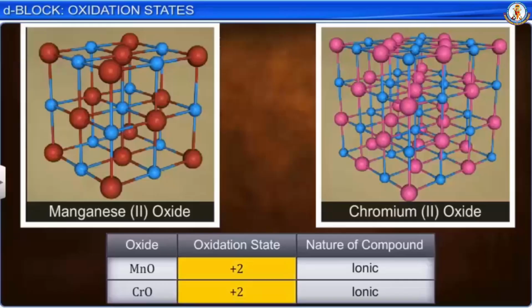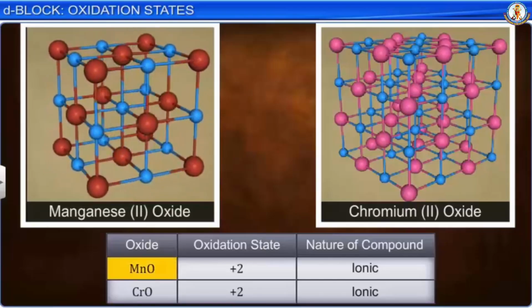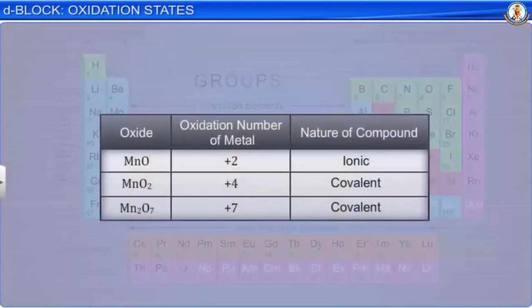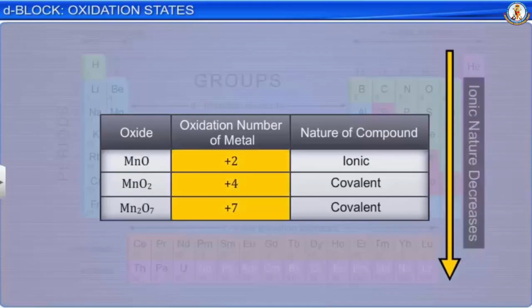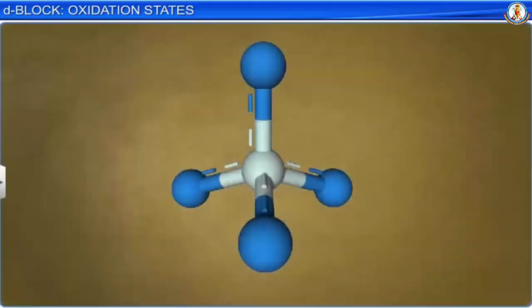In their lower oxidation states, these elements form ionic compounds. For example, manganese(II) oxide and chromium(II) oxide are ionic in nature. The tendency to form ionic compounds decreases with an increase in the oxidation number of the metal. Higher oxidation states give rise to covalent compounds.